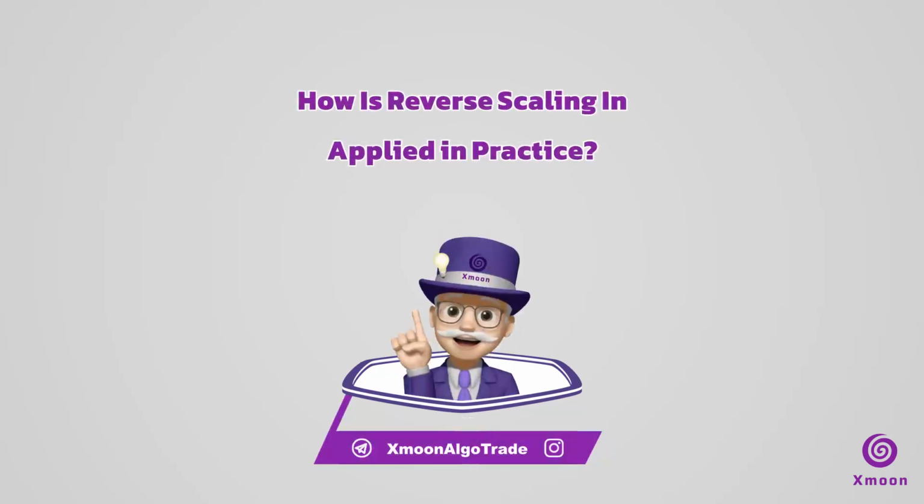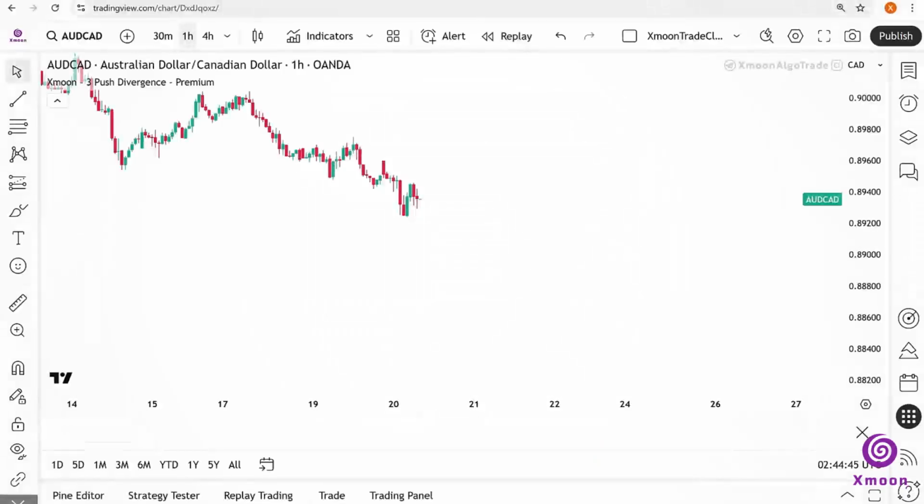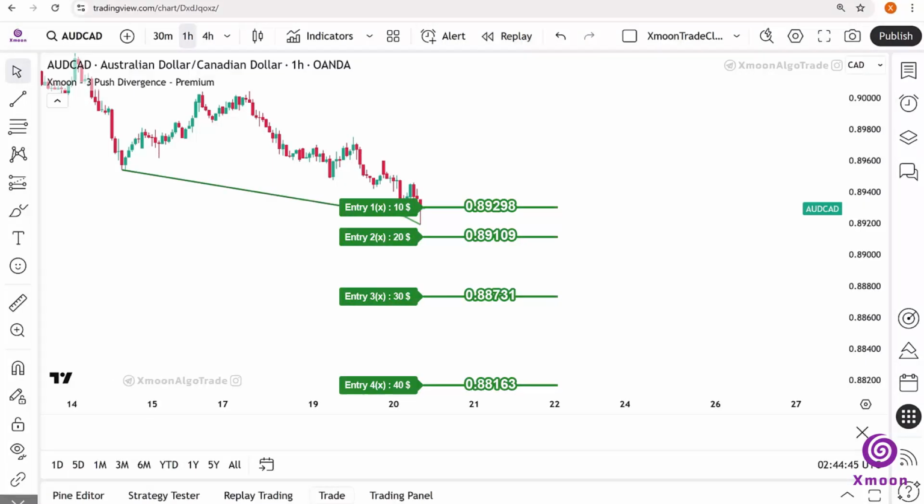How is inverse laddering entry implemented in practice? Now let's see how inverse laddering entry is actually put into practice. In the first stage, as soon as the 3-bar divergence pattern is identified on the chart, the relevant boundaries for the entry steps will appear on the chart.